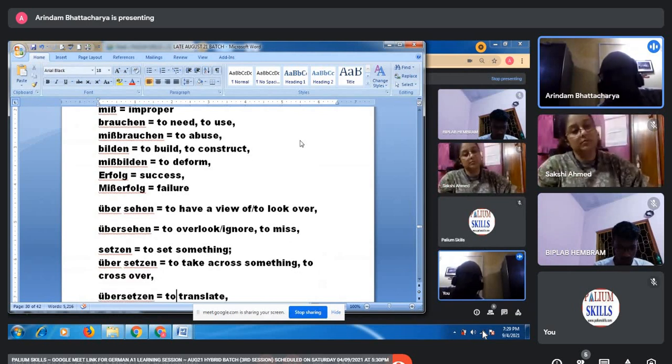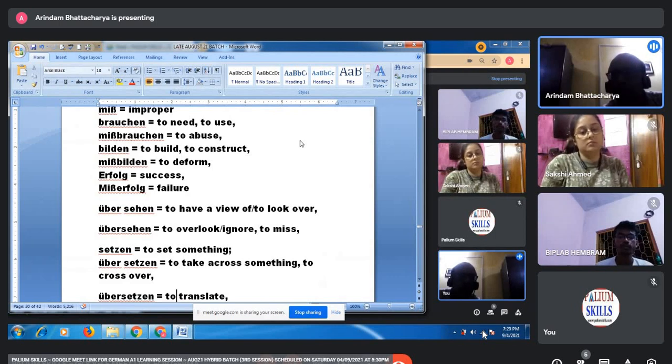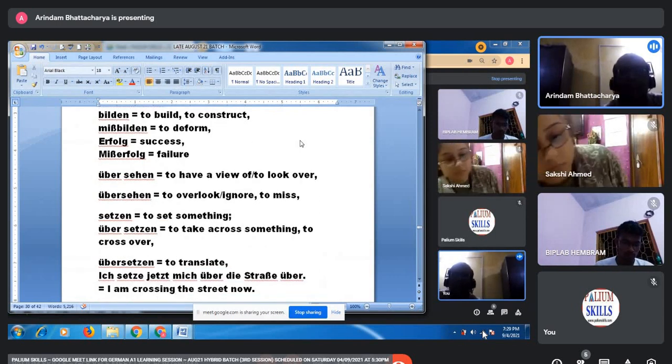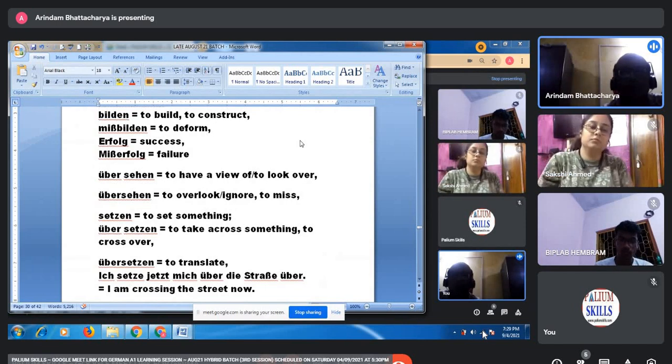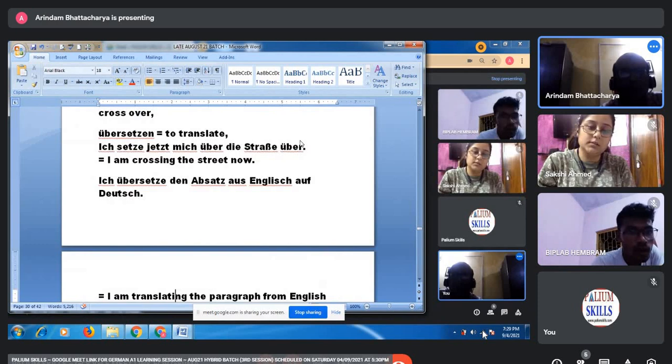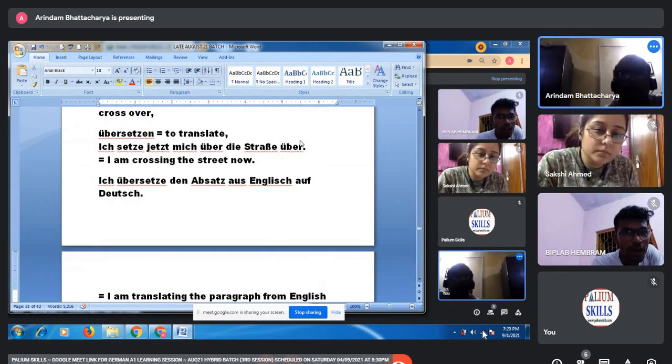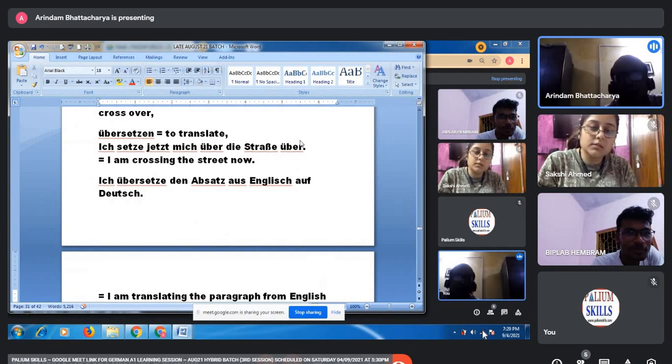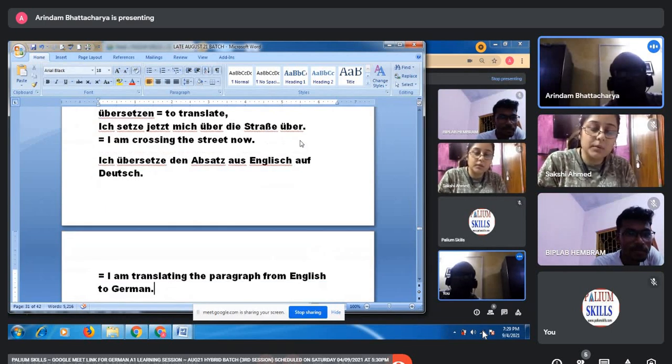So übersetzen also means to translate. When there is no gap between the two parts, then übersetzen means to translate. Ich setze jetzt mich über die Straße über. I am crossing the street now. Ich übersetze den Absatz aus Englisch auf Deutsch. I am translating the paragraph from English to German.